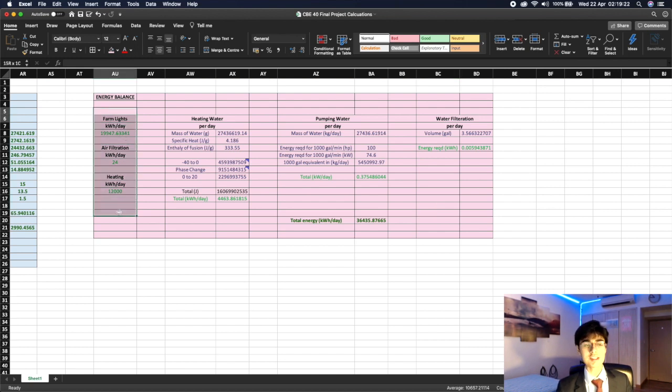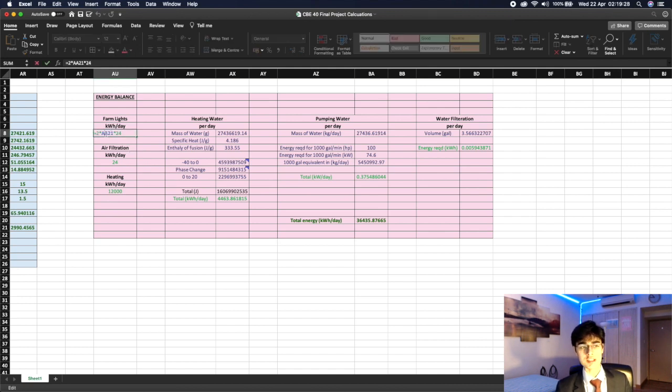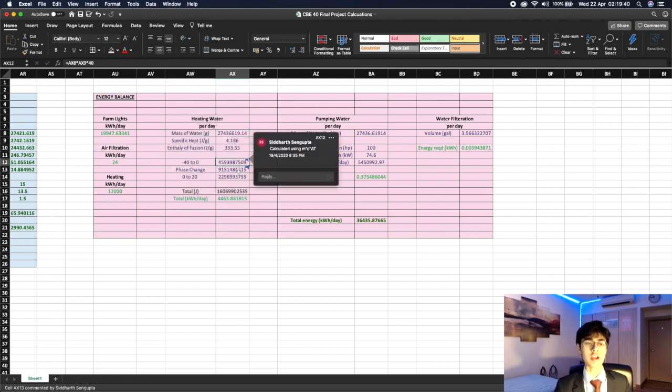The first three statistics, the farm lights, the air filtration, and the heating, were pretty straightforward to calculate. For the farm lights, I just had the area as an input because I knew what crops were being produced, and then I converted them all to kilowatt hours per day. For the heating of the water, first I found the mass, and then I split up the heating into the phases from -40 to 0, the phase change, and from 0 to 20.